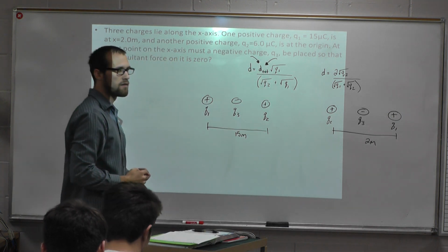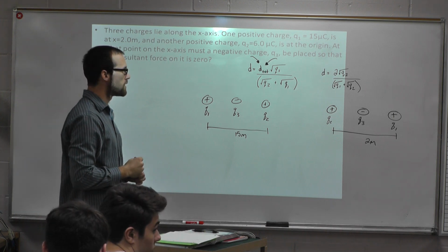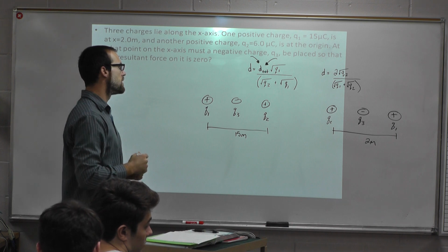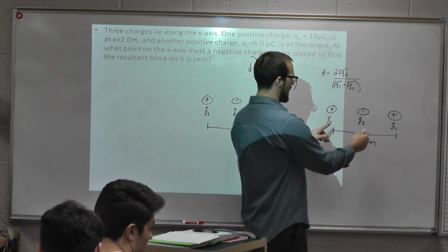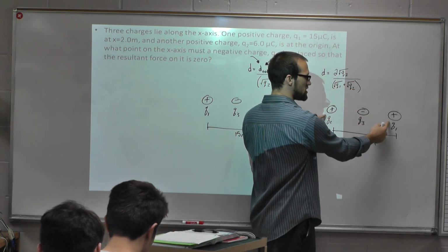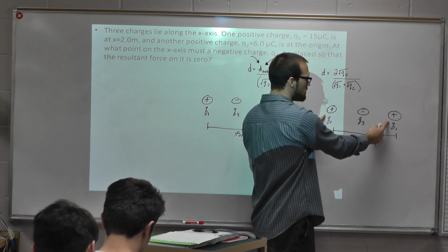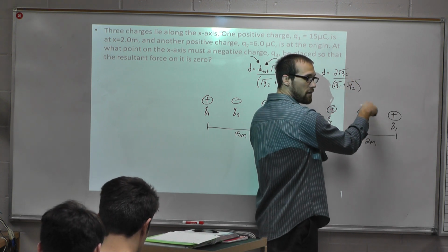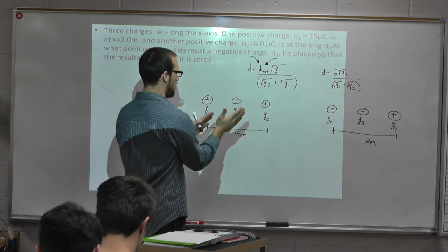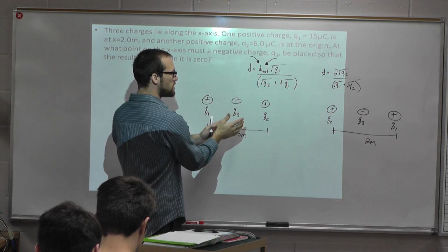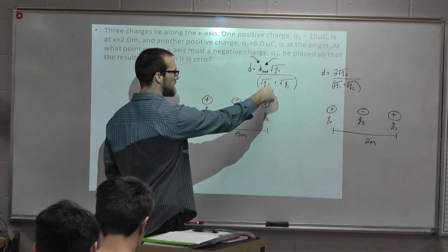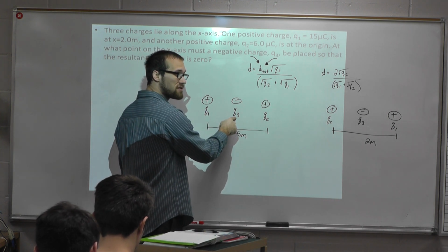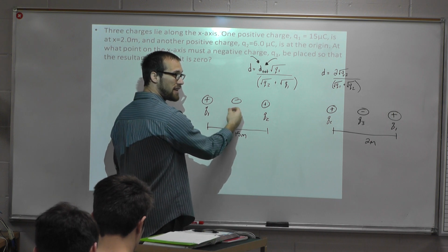Now notice, the numbers I put in here were the charges of my 2 here, right? Q2 and Q1. You didn't see Q3 in there at all. So notice what you don't see in the equation: Q3. Because remember those canceled out. The charge you were trying to find cancels out.